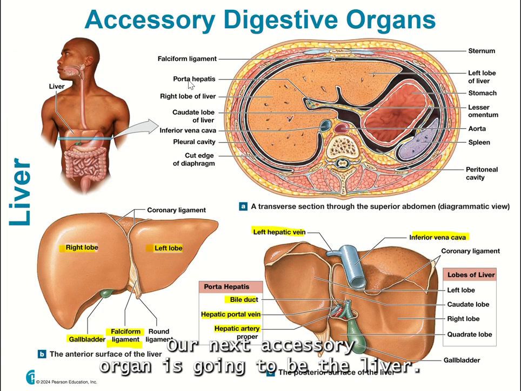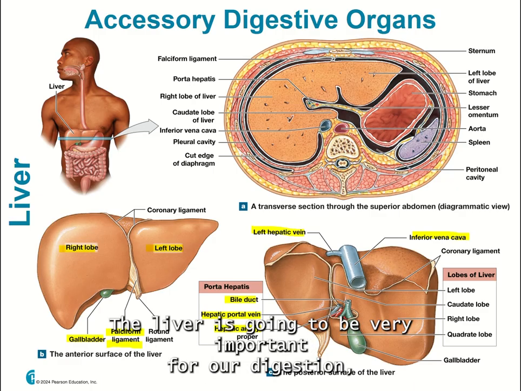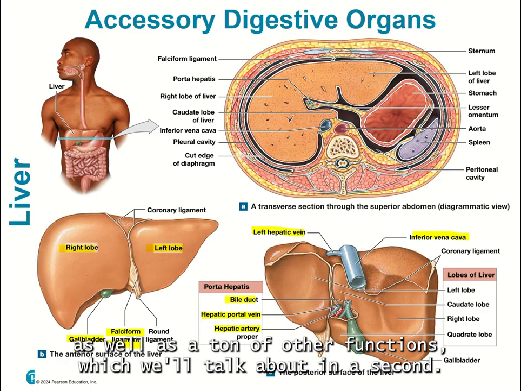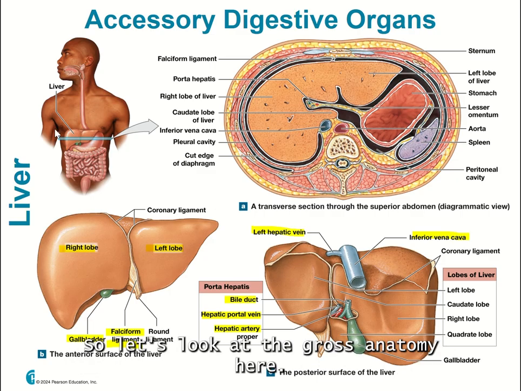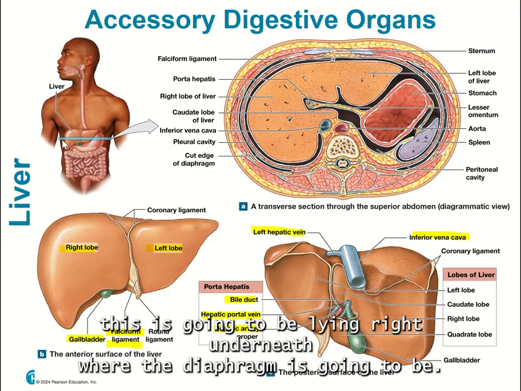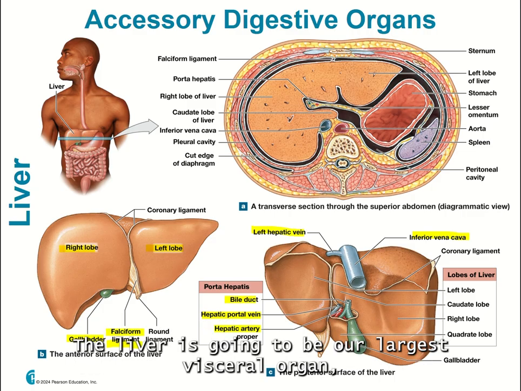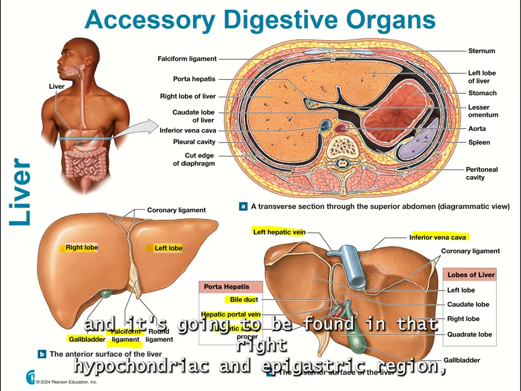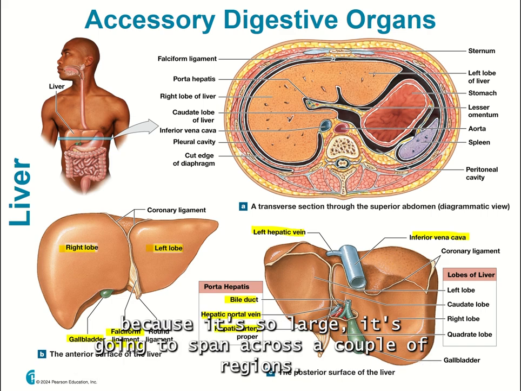Our next accessory organ is going to be the liver. The liver is going to be very important for digestion as well as a ton of other functions, which we'll talk about in a second. So let's look at the gross anatomy here. We can see that this is going to be lying right underneath where the diaphragm is going to be. The liver is going to be our largest visceral organ, and it's going to be found in that right hypochondriac and epigastric region because it's so large it's going to span across a couple of regions.